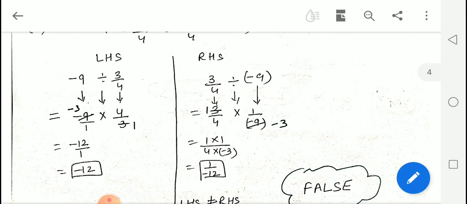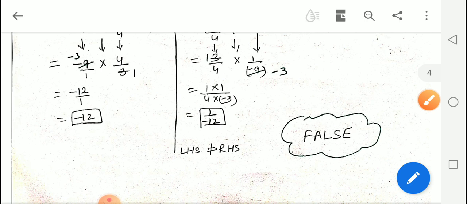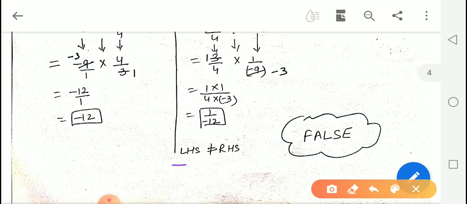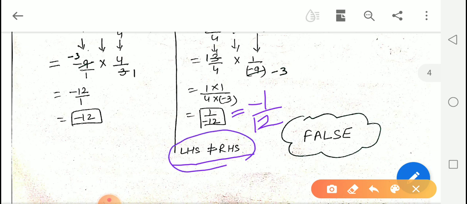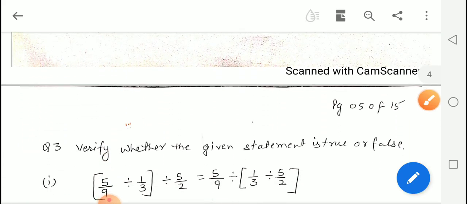So here left hand side is not equal to right hand side. Here we can write it as -1 upon 12 also. Here left hand side is not equal to right hand side, so it is a false statement. Now let us start the next question.